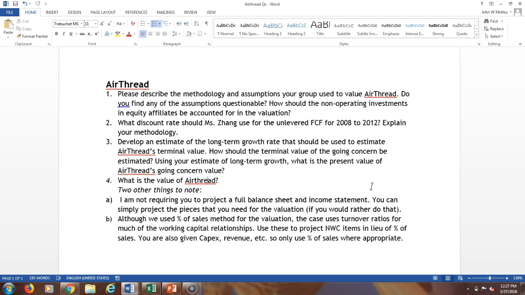So overall, I think it shouldn't be too bad from a grading perspective. But any questions, just let me know.